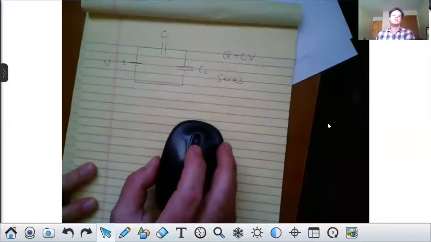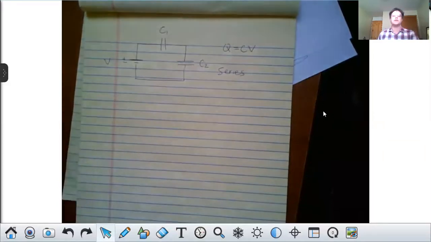Hello again, everybody. This is the second lecture for chapter 25. In the previous lecture, we defined capacitance and calculated the capacitance for a parallel plate capacitor and a cylindrical capacitor. No matter what the shape is, you could connect more than one capacitor into what's called an electric circuit. That's what we're going to discuss this time: how do you combine capacitors in a circuit?